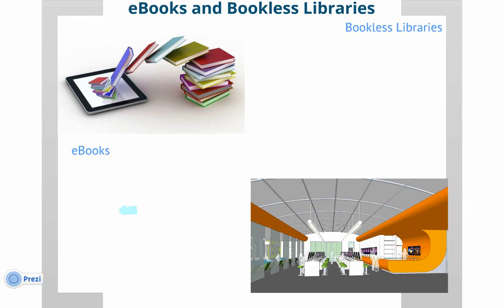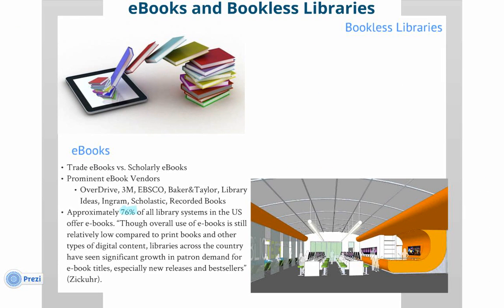Ebooks are a prominent example of multimedia offered in libraries today. There are two different categories of ebooks: trade publications, which are popular mainstream material, and scholarly publications, which are peer-reviewed, scholarly material. Popular ebook vendors include Overdrive, 3M, EBSCO, Baker & Taylor, Library Ideas, Ingram, Scholastic, and Recorded Books.